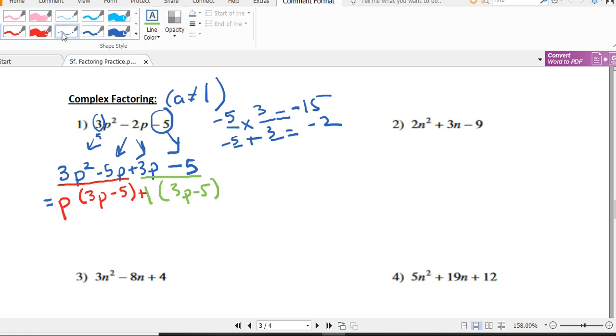Now, clearly you can see that this and this are the same thing, so this just becomes 3p minus 5, and then what's left over? A p plus 1. Done. Okay? Once you've got it in brackets, you're fully factored.